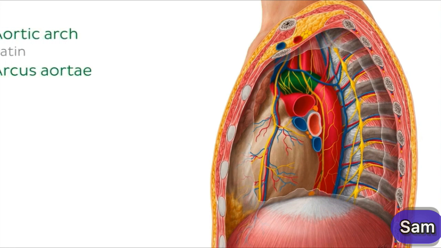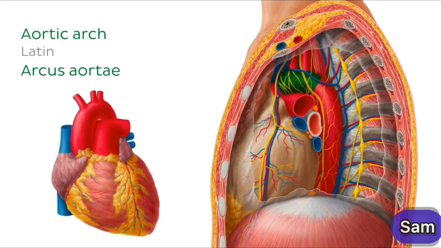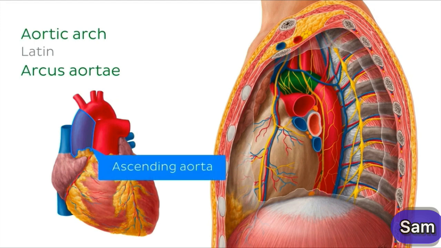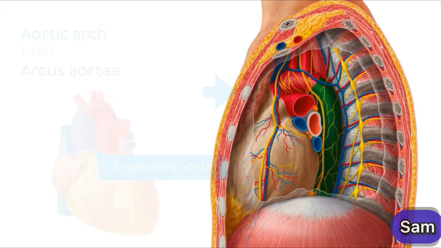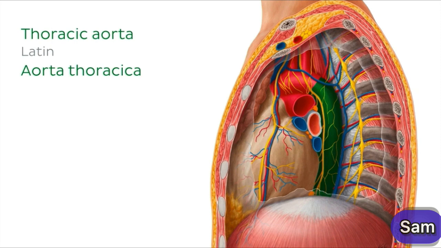So we're going to begin, of course, with this structure here, which is the aortic arch, which is a continuation of the ascending aorta, beginning at about the level of the second sternocostal joint. And as it courses through the superior mediastinum, it arches posteriorly and to the left, before then turning inferiorly as the descending thoracic aorta, just to the left of the T4 vertebral body.